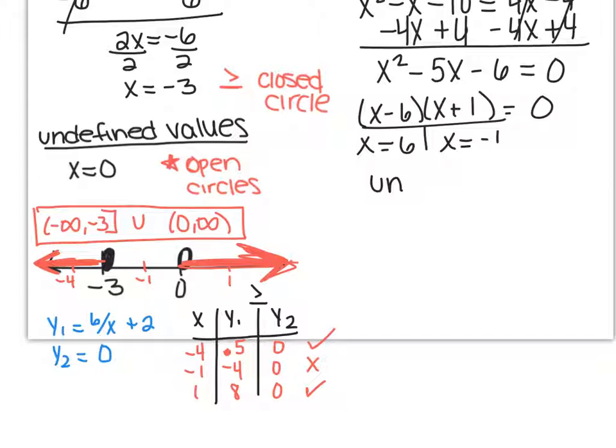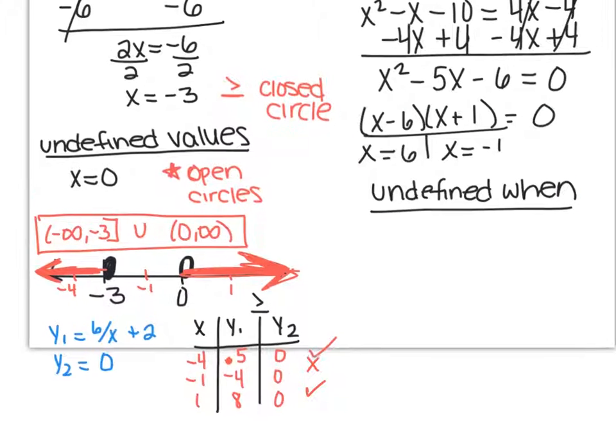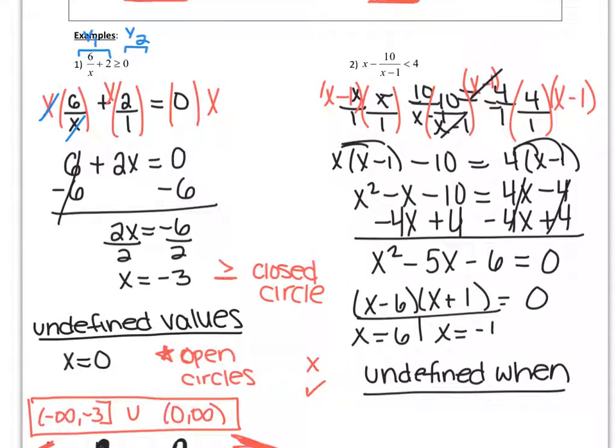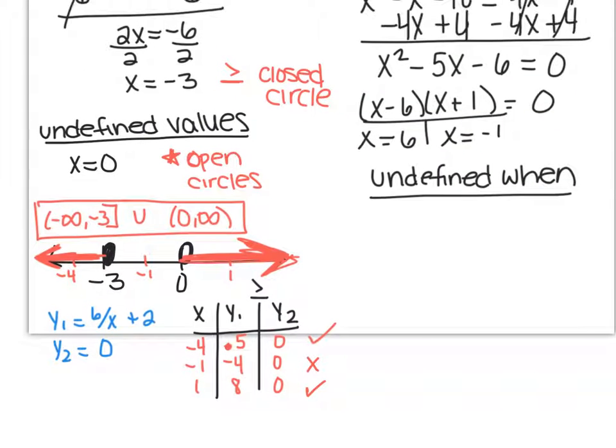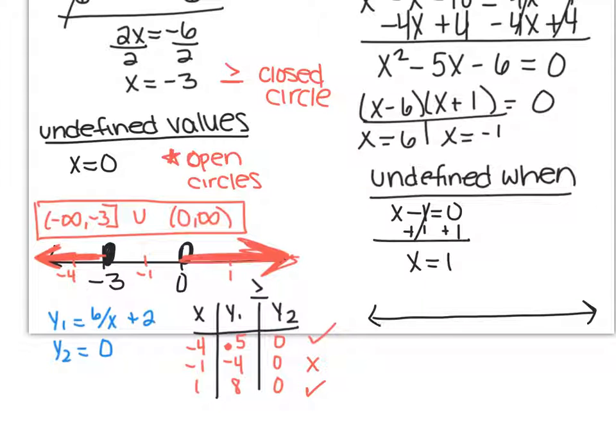And we also have to check for my undefined values. So undefined when, how do we do that? Again, we need to set the denominator equal to 0. So the denominator is just x minus 1. So set x minus 1 equal to 0. So undefined when x is equal to 1. So now we have a number line. Remember, undefined values are always open circles.